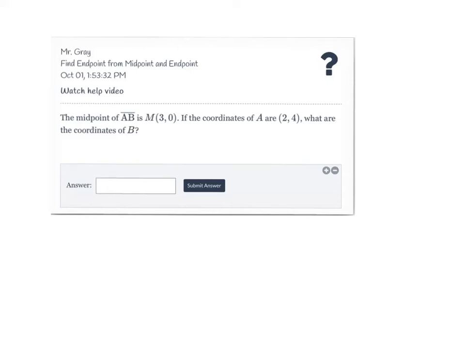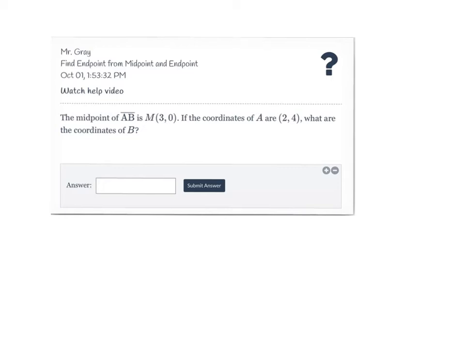All right, mathematicians, in this video, we're going to be looking at how to find an endpoint from a midpoint and another endpoint. This is going to be tailored towards the Delta Math problems that we're doing, but it'll work anytime you have this kind of situation. This is one way to do this. There are actually several ways you can approach a problem where you're given the midpoint.